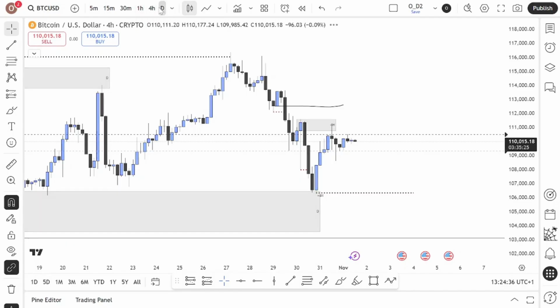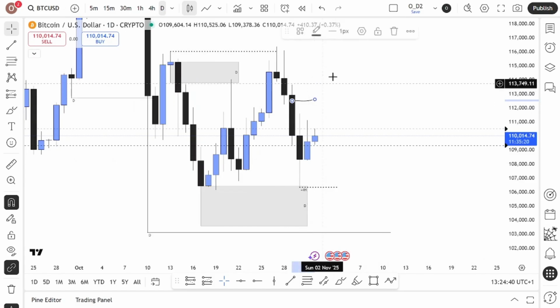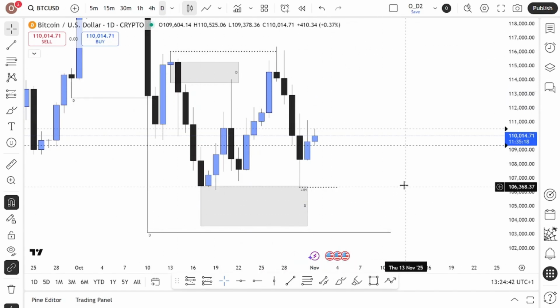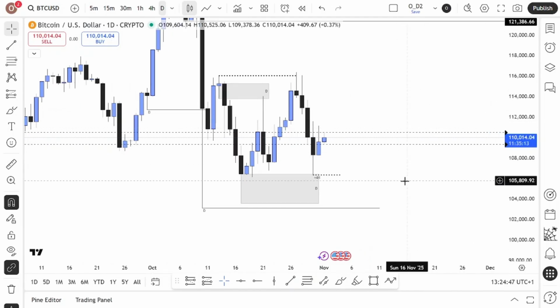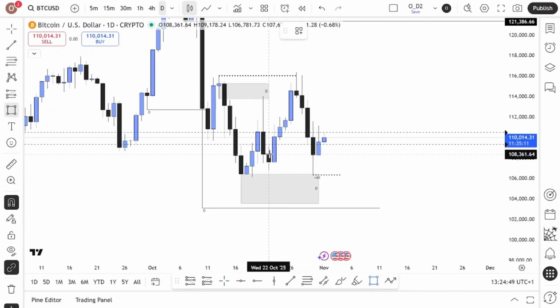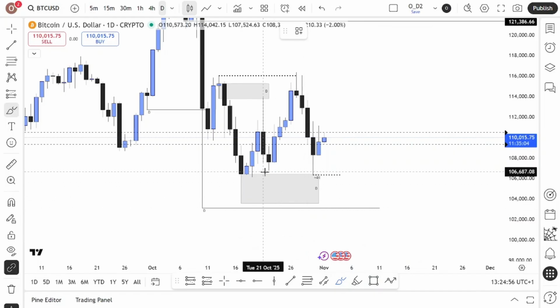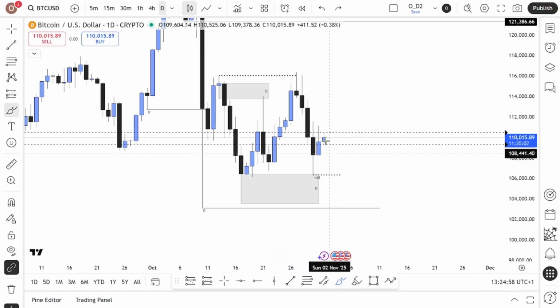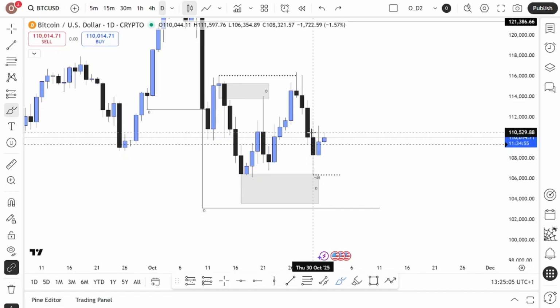Okay. So before we go to my entry, let's talk about why I'm having this lower level as my target. Now, I talked about front legs and areas of obstacles. This here is my flip zone that is supposed to be respected. Now price has invalidated my flip zone one. I'm not necessarily looking at that. I'm looking at how this guy is pulling back. So it's using the 4 hours, and now we can see where the 4 hours is, which I showed you guys.